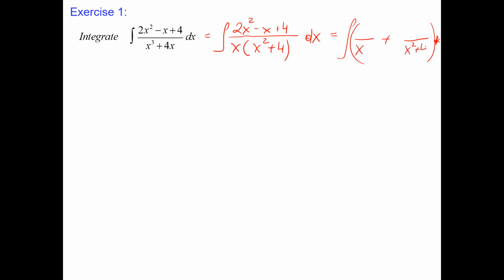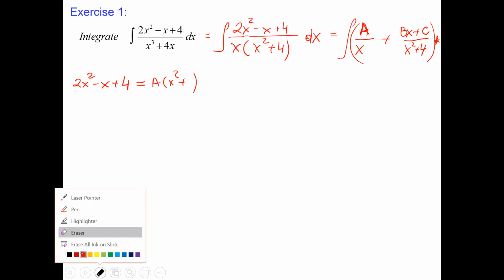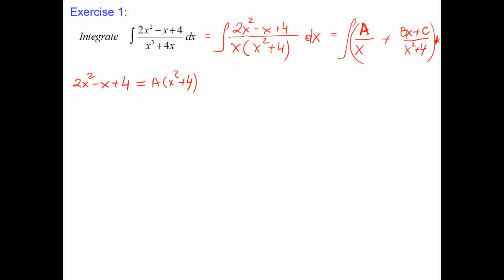X and then x squared plus 4. Above the x, we can put just a constant. But above the quadratic factor, we have to put the linear form, Bx plus C. Let's find A, B, and C. We will copy the numerator 2x squared minus x plus 4, and I will create a new numerator using the sum of the partial fractions. If I combine this and create the common denominator, which will match this one, I have to multiply the quantity A by x squared plus 4. For the second fraction, I'm missing x, which means Bx plus C must be multiplied by x.